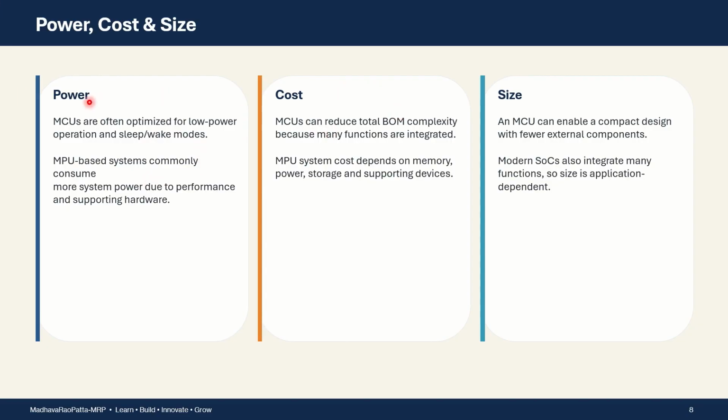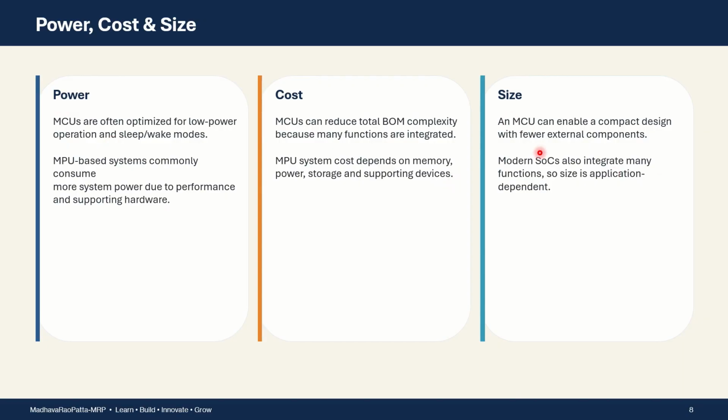See here, this was power wise; now cost wise. Microcontrollers can reduce the total complexity because many functions are already integrated. Microprocessor system cost depends on the memory, power, storage, and supporting devices. Then, coming to power and cost, in both cases the microcontroller is the better choice.